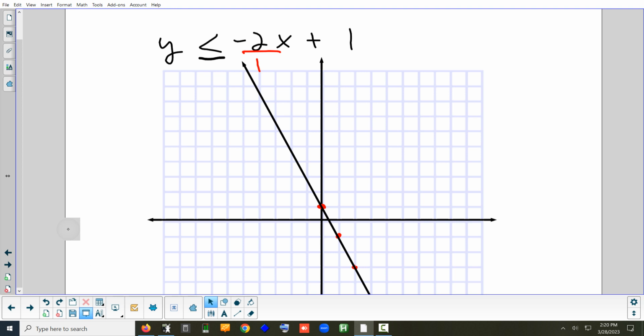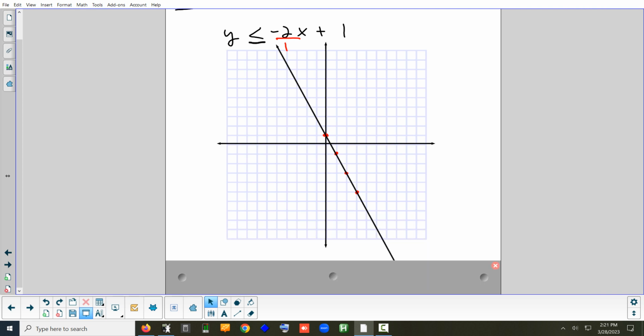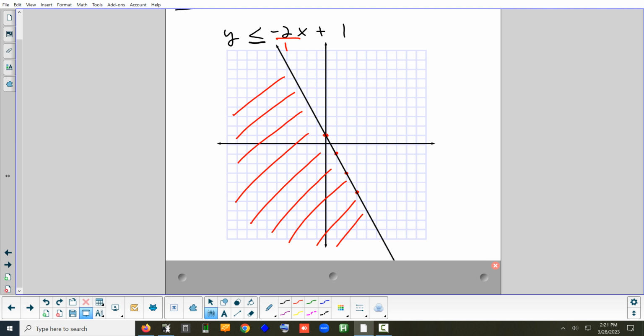And is this going to be shade above or shade below? Which one? Yeah, this is a below because it's less than. So what's below? Below is, and I'm going to do this without a highlighter like you guys can do it. Below is right here. That's below.